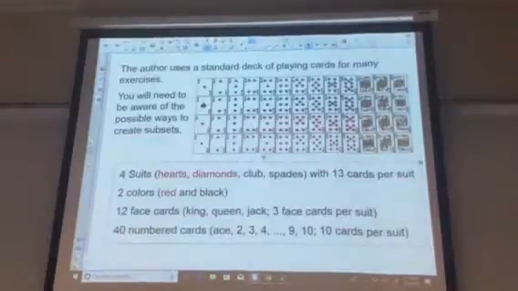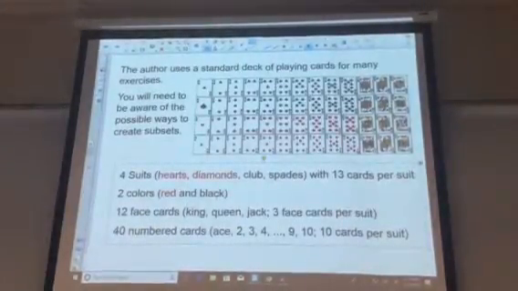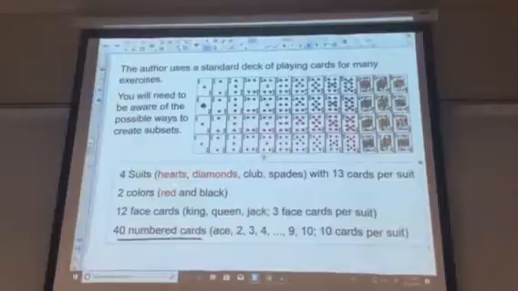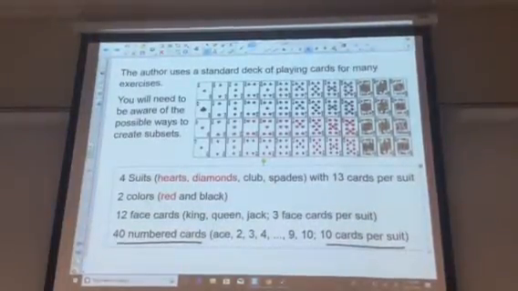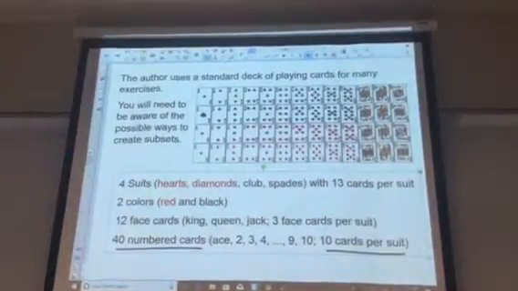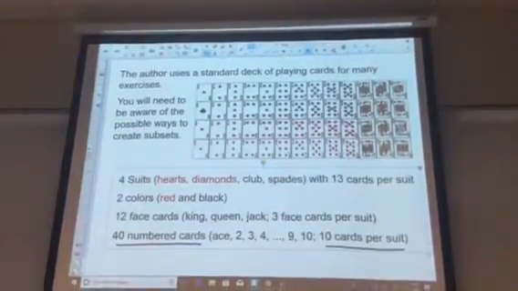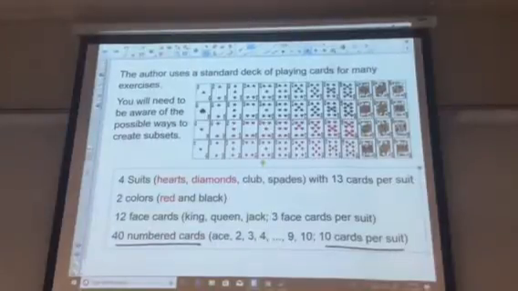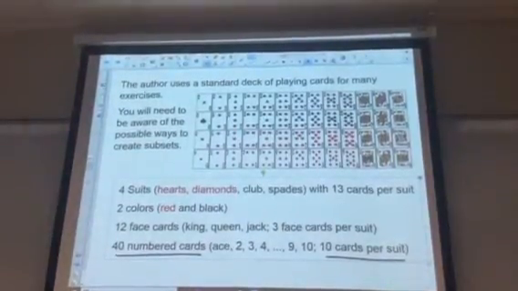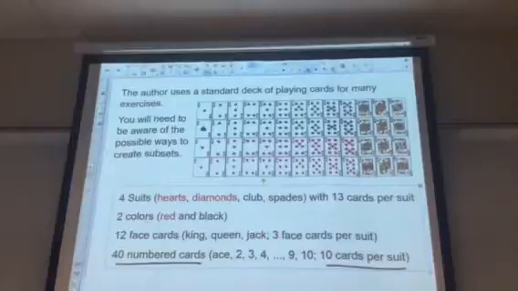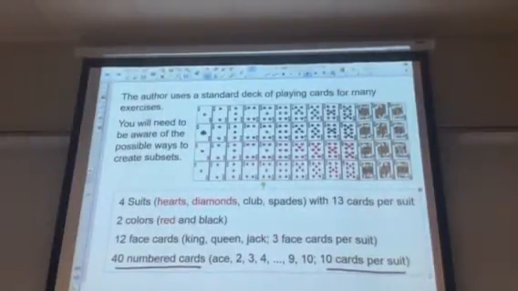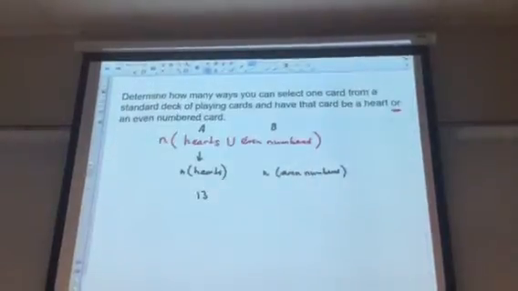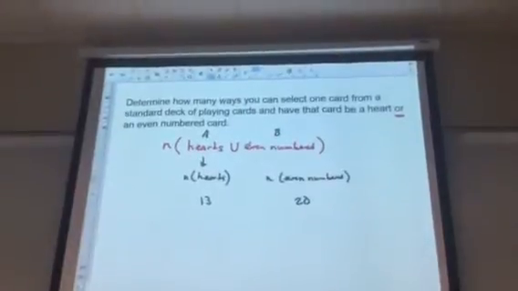Well, back it up a step. If there are 40 numbered cards, and there are 10 in each suit, then those would be ace, 2, 3, 4, 5, 6, 7, 8, 9, 10. 2 is an even number, 4 is an even number, 6 is an even number, 8 is an even number, 10 is an even number. So for each suit, there are 5 even numbered cards. And there are 4 suits. Therefore, there's a grand total of 20 of these cards.